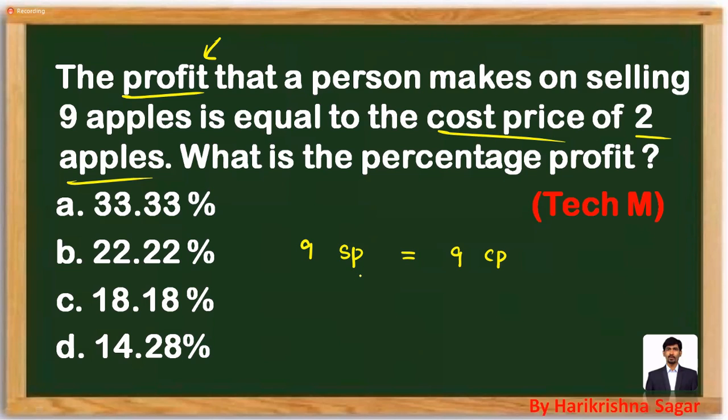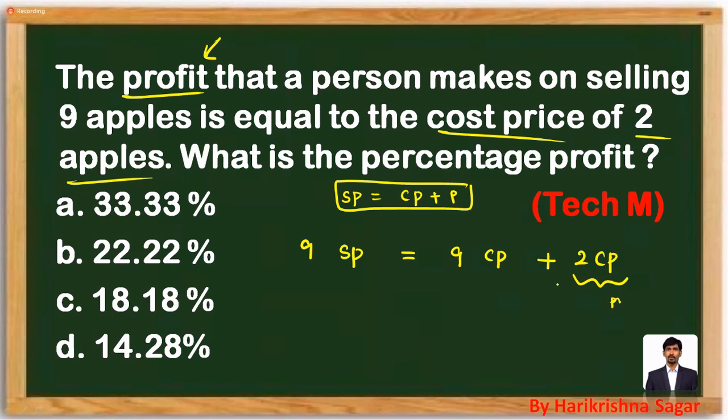So 9 apples selling price is equal to 9 apples cost price plus 2 apples cost price. This 2 apples cost price is called the profit. So selling price is always equal to cost price plus profit. I am just doing the same thing using the given data. He sold 9 apples. 9 apples selling price is equal to 9 apples cost price plus 2 apples cost price, which is the profit. Find the percentage profit is the question.